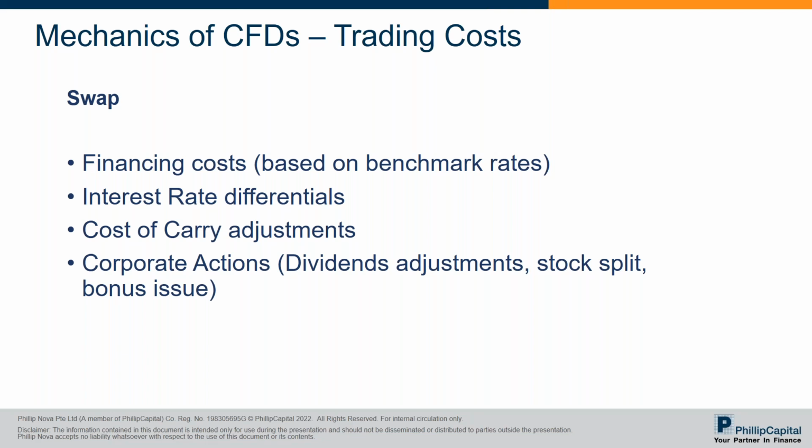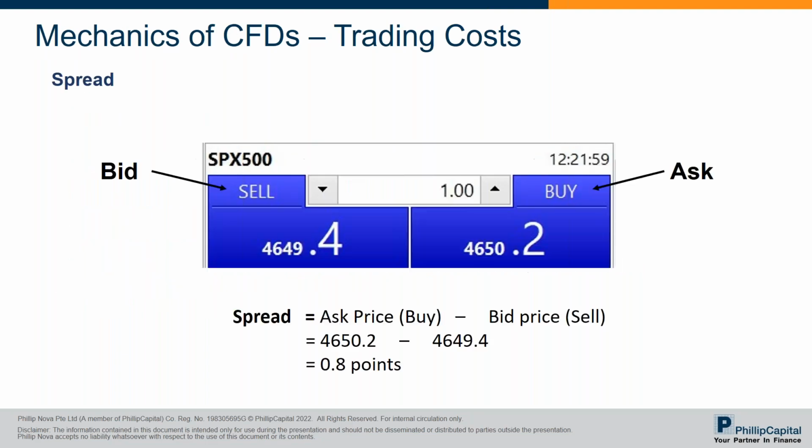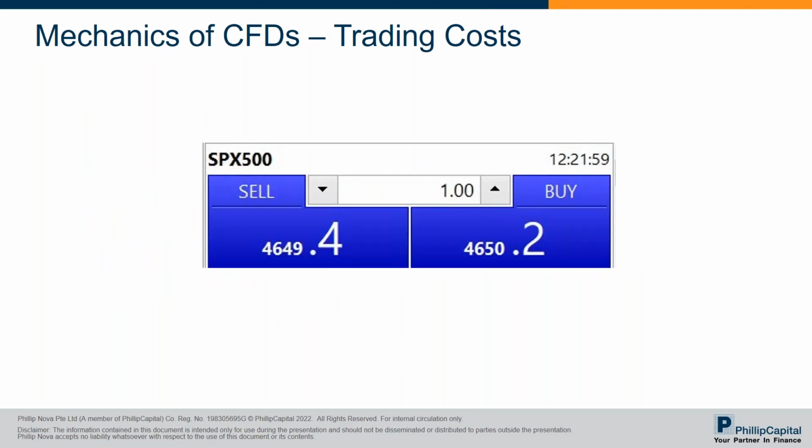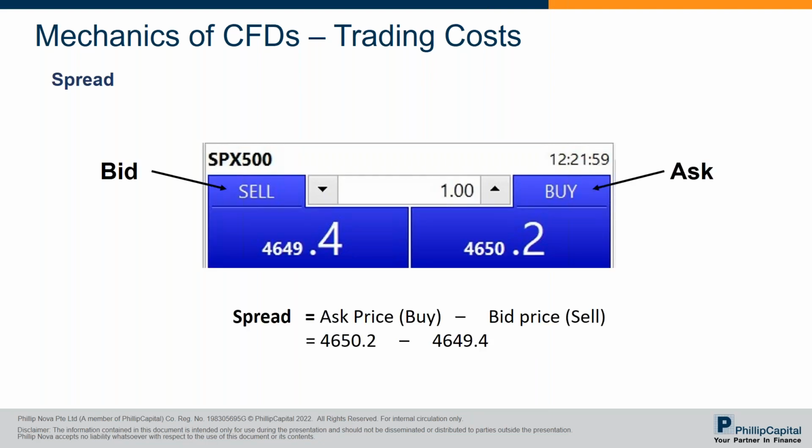These four components will be calculated under your swap, and I will show you briefly in the platform walkthrough how you can find this swap and how you can read it. To summarize this portion, for trading CFDs, you don't pay commission, you don't pay a platform fee, you don't pay exchange fees, you only pay spread and swap. These are the two costs that you will incur.